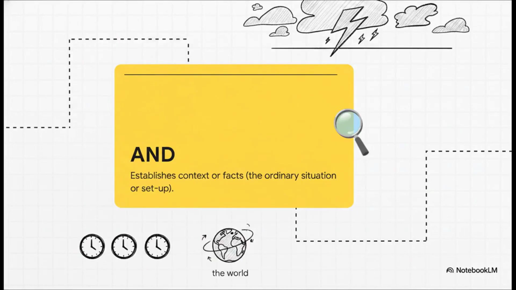Let's break those 3 magic words down. First up, we have and. This is absolutely crucial for establishing your context or your facts. It gives us the ordinary situation or the setup. You're basically telling your audience, hey, here's the world as it currently exists. You're firmly grounding them in reality before the storm hits.